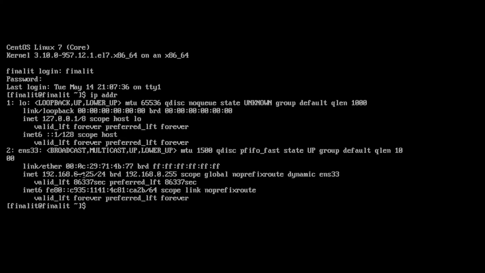192.168.0.125. That's an IP address on my local network, and I know that because I created this VM here at my workstation and I connected it to the local network.